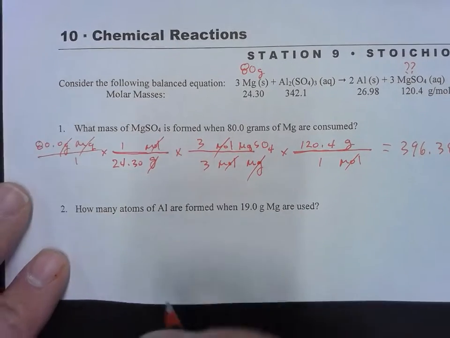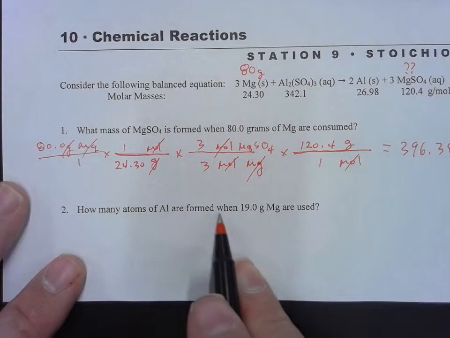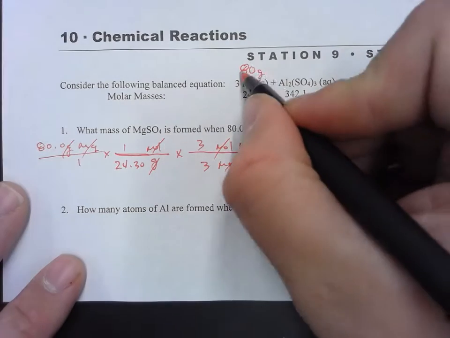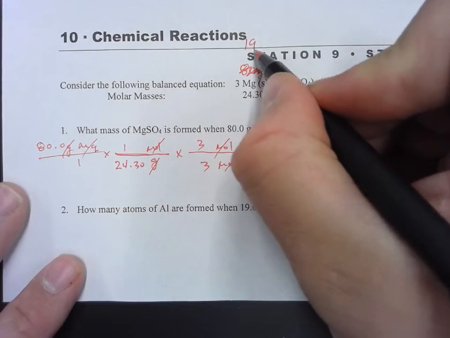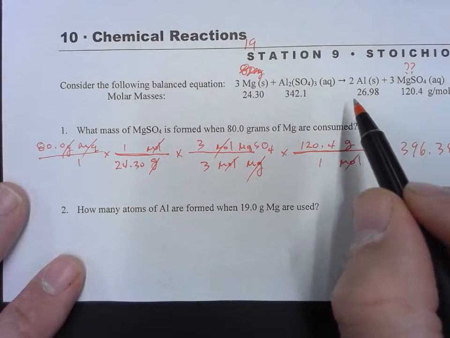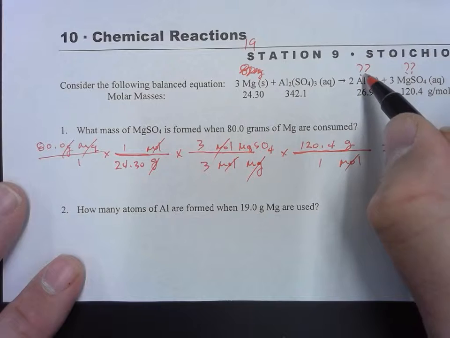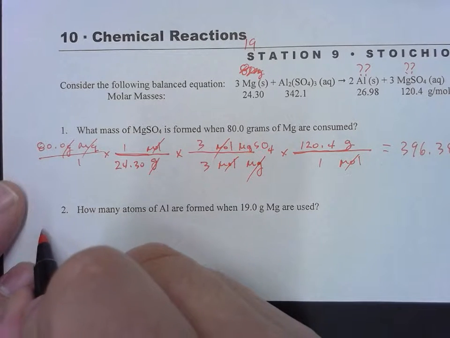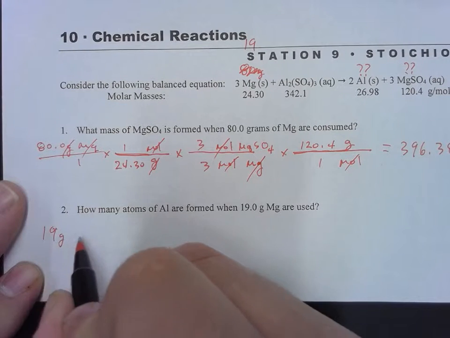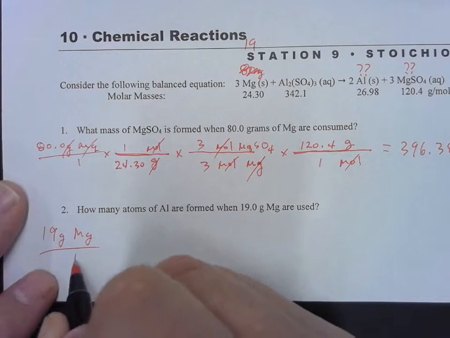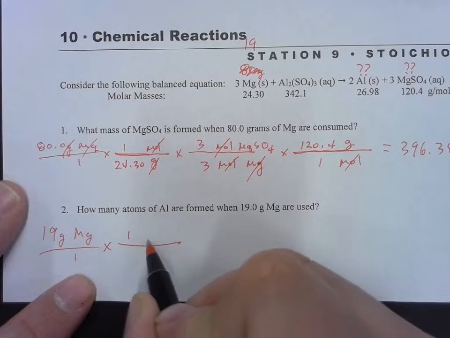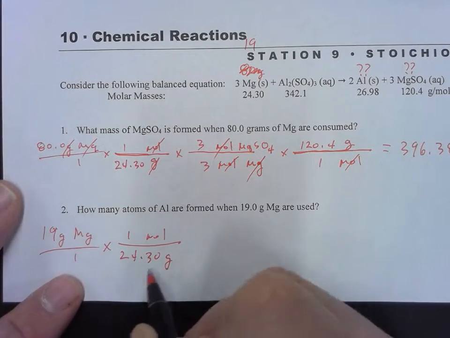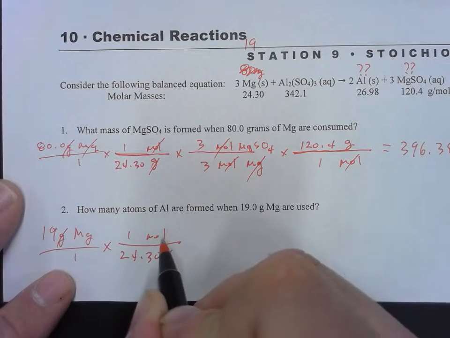Alright, next up. How many grams of aluminum are formed when 19 grams of Mg are used? Okay, so now this time we're going to go to 19 grams of Mg. How many grams of aluminum are formed? Okay, same process, guys. Look. You start by writing out 19 grams of Mg over 1. 1 mole of Mg weighs 24.30 grams. We're now in moles of Mg.